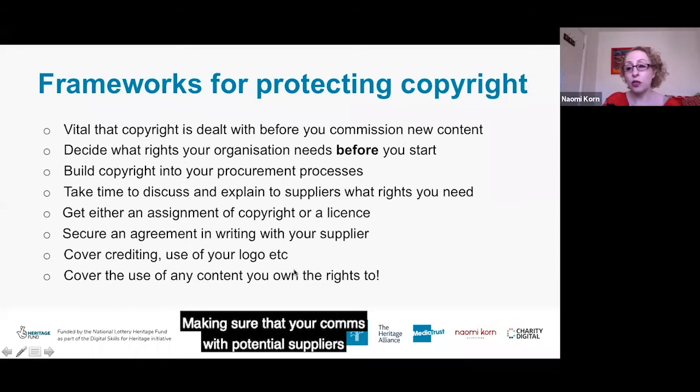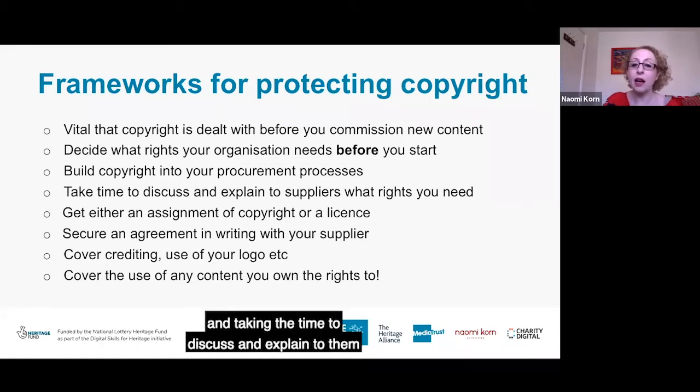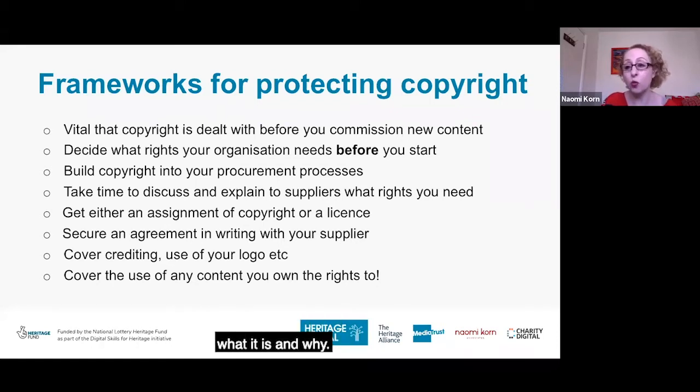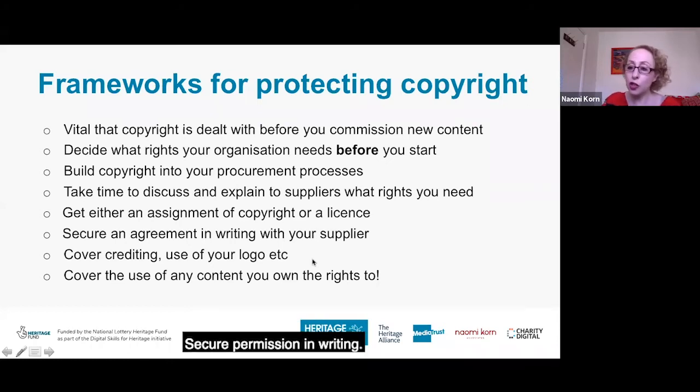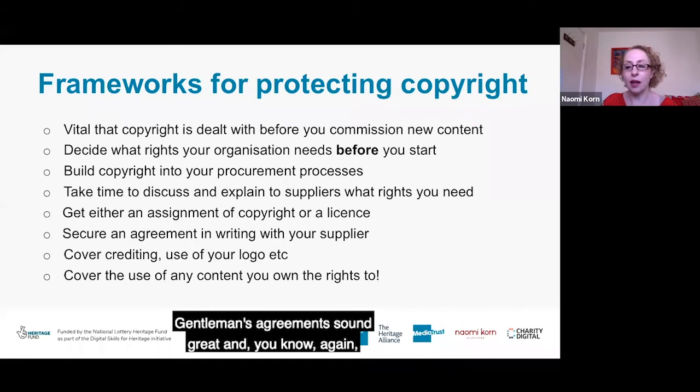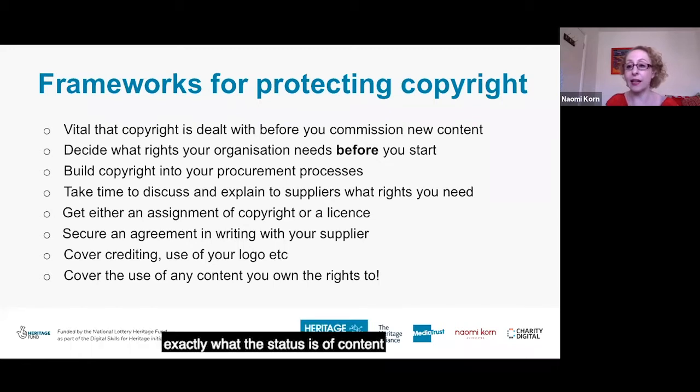Making sure that your comms with potential suppliers are clear about the rights you need, and taking the time to discuss and explain to them what it is and why. So deciding that, okay, either if you need a transfer of copyright or you want to seek a license, permission to use what they have created for you, why you need that, what it might look like. Secure permission in writing. Gentlemen's agreements sound great, and again, it's all about the trust we have with our suppliers, but we really do need to professionalize our sector and make sure that we know and our suppliers know exactly what the status is of content that they are creating for us.